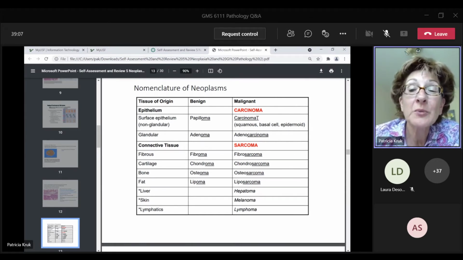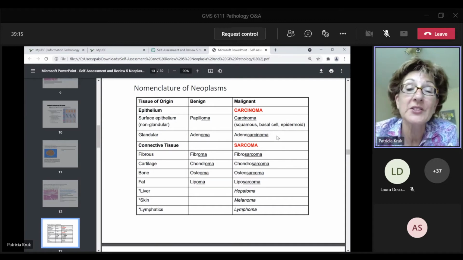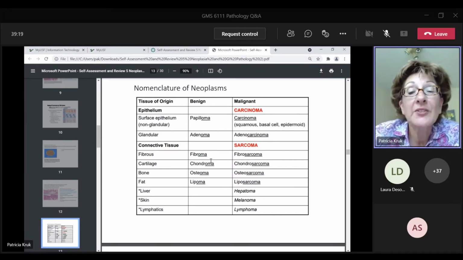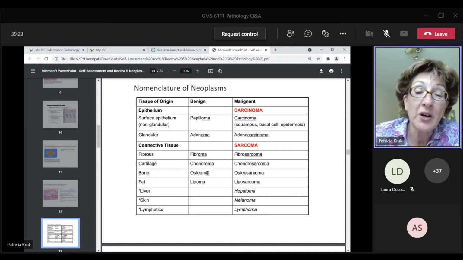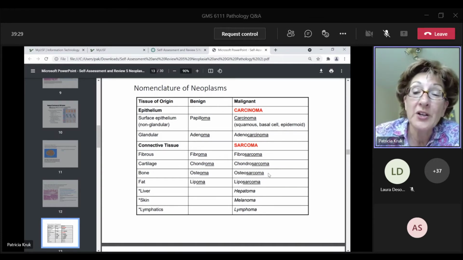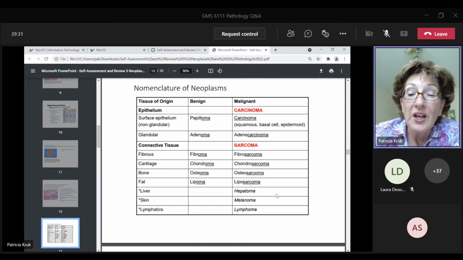So we have carcinoma, meaning a malignant tumor of epithelial origin, but we can call it squamous, basal, or adeno if it comes from glandular tissue. So again, this is the nomenclature. And the same OMA rule applies to the tumors that arise from connective tissue. We have benign ones: fibroma, osteoma, lipoma. And their malignant counterparts are sarcomas: fibrosarcoma, osteosarcoma, etc.